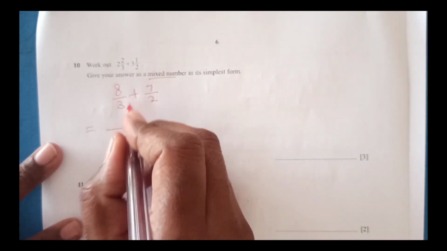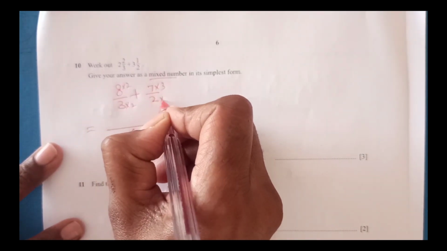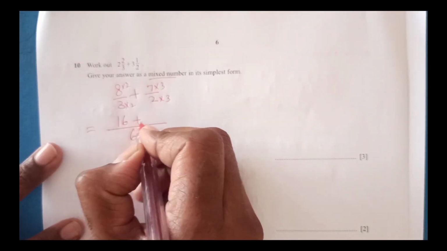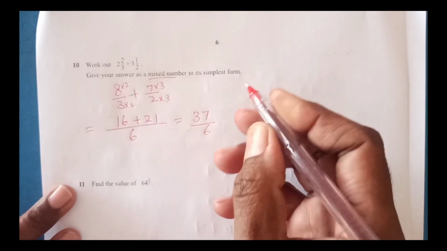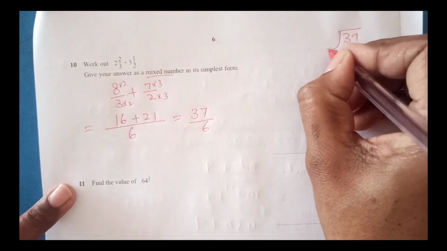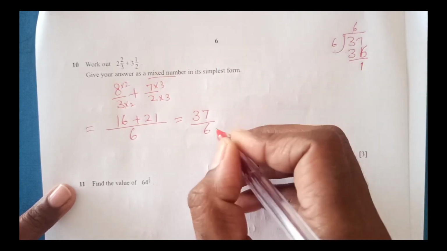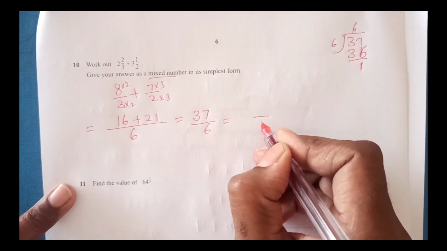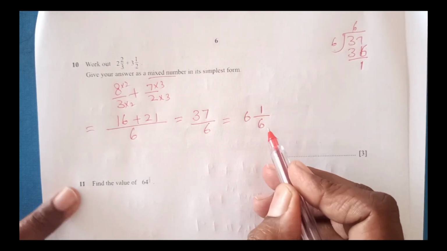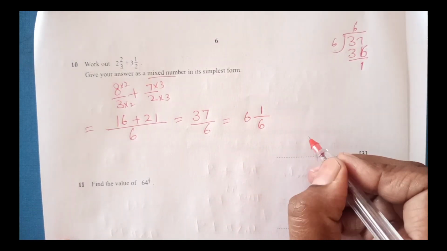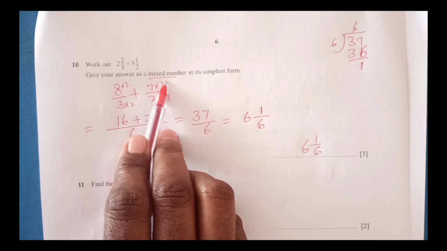Now the denominator LCM is 6 here. So to make this 6, we are going to multiply here by 2 and here by 3. So 8 times 2 is 16 and 21. So this is 37 over 6. So 37 divided by 6, 6 times 6 is 36, and we have 1 remainder here. So remember, the denominator remains in the denominator, the remainder goes up here and the divisor is here. So see, 6 times 6 is 36 plus 1 is 37. So 6 1 over 6. Right, we have written the answer as a mixed number.